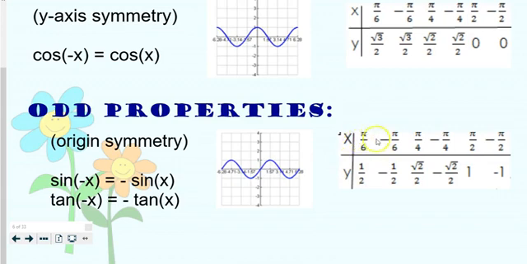of negative x, like over here the sine of pi over 6 is 1/2, the sine of negative pi over 6 is negative 1/2. Same thing with pi over 4, negative pi over 4, and pi over 2, negative pi over 2. What we come up with is that the sine of negative x is equivalent to the negative, or the opposite of, the sine of x. And that holds true for tangent as well, because tangent has origin symmetry.